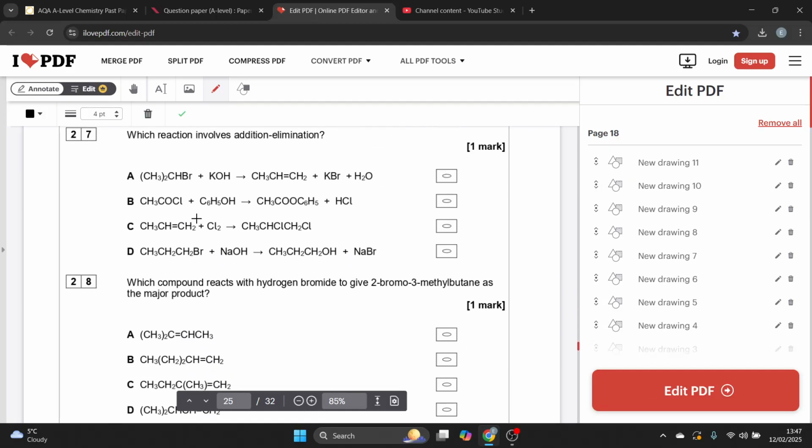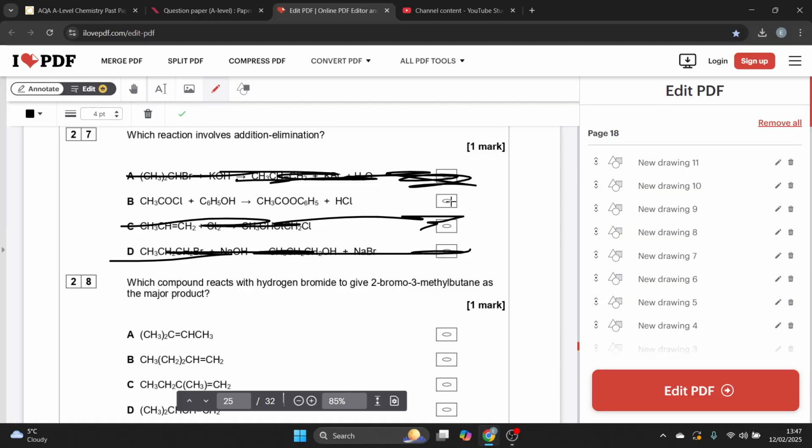Question 27, which reaction involves addition and elimination? The first one, potassium hydroxide to form an alkene, that's elimination. Not addition, not nucleophilic addition elimination. The second one, well, let's go to the third one. The third one, alkene plus chlorine to form that's electrophilic addition. And the fourth one, nucleophilic substitution, so it must be B, and it makes sense. You've got your chloroethanol plus that to form that plus HCl.